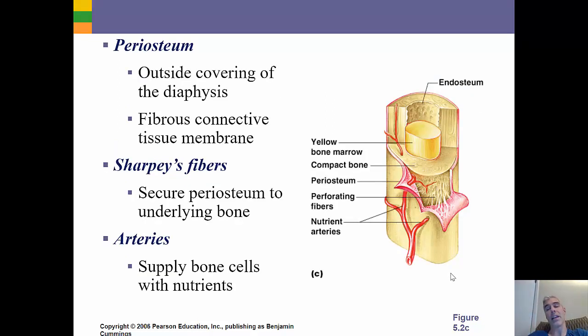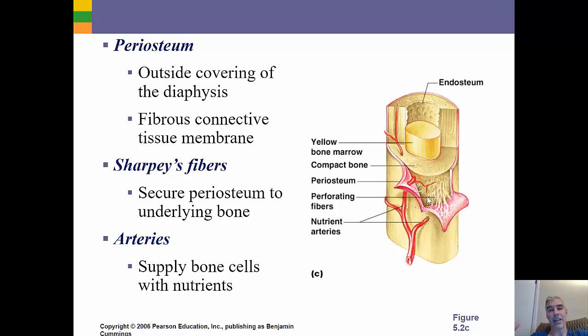Now, if we zoom in on the side of the bone, you can see here we have a cross-section of the diaphysis of the bone. You can see the marrow cavity and yellow bone marrow found in the middle. And you can see how well vascularized the bone is too. There's tons of blood vessels in there.